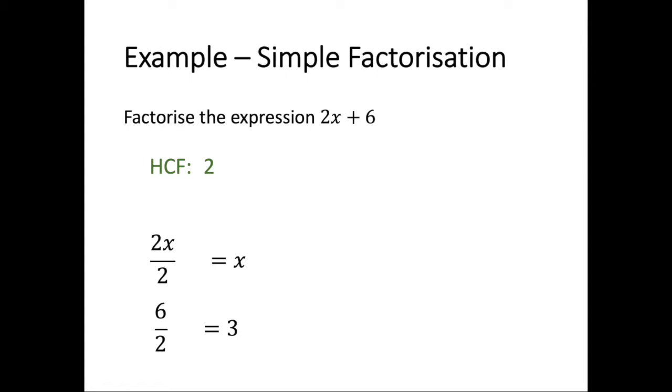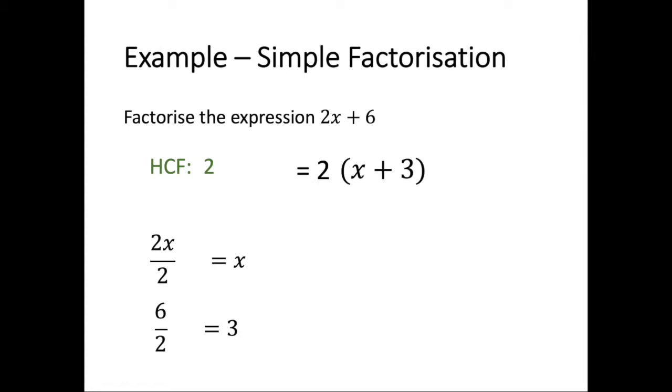So the x and the 3 is what will go inside my set of brackets when I write my final factorized answer. My factorized answer is going to be 2 because the highest common factor goes outside of the bracket, and then inside the bracket is going to be x plus 3. So the factorized answer for the expression 2x plus 6 is going to be 2 and then x plus 3 inside of brackets.